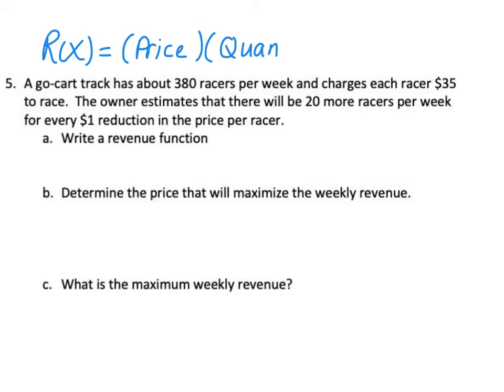So if I'm selling t-shirts, I sell them at $10 a piece, I would do $10 times however many I sell. If I sell 50 of them, I figure out that the revenue I brought in is $500. Now that's not necessarily my profit. It's just the money I bring in.